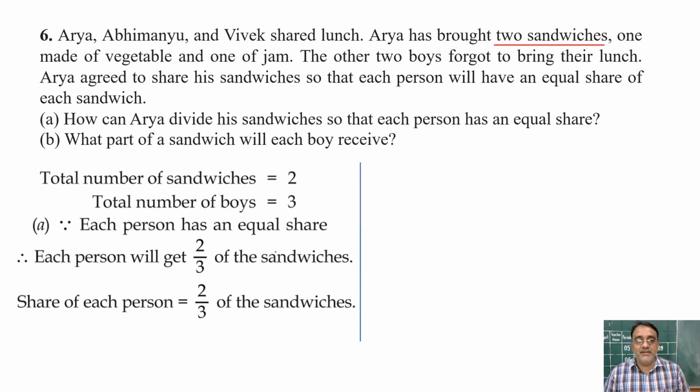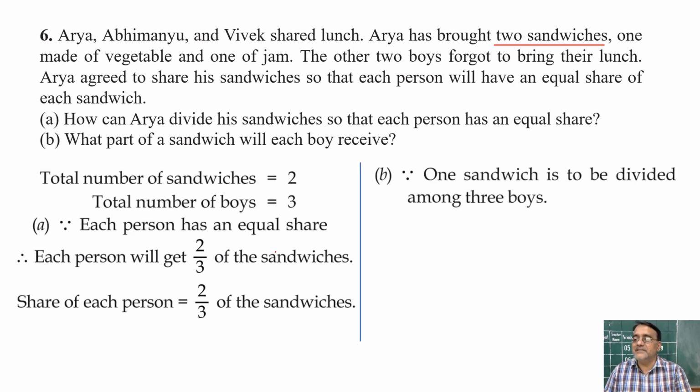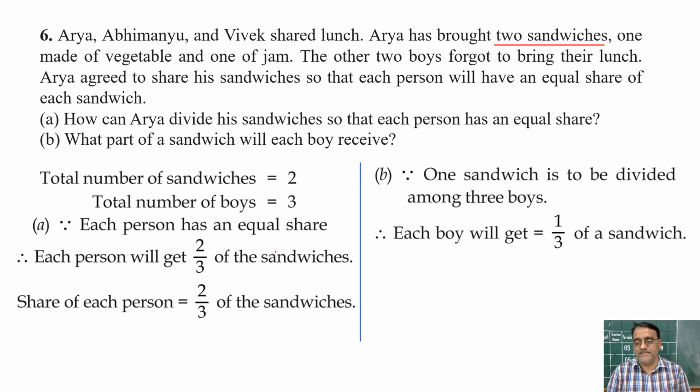Now the second one, what part of a sandwich will each boy receive? Of each sandwich. So one sandwich, 3 boys. We will divide it into 3 equal parts, so one part will be 1 by 3. Right? One sandwich is to be divided among 3 boys. So each boy will get 1/3 of a sandwich. That is 1 by 3 of a sandwich. So any doubt in this question?